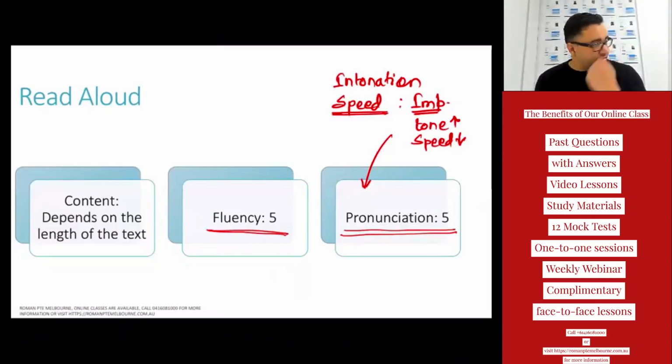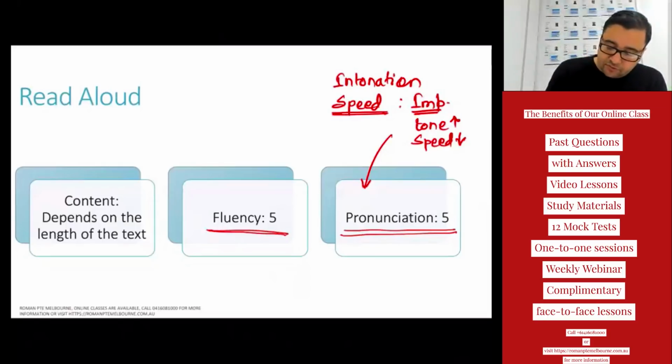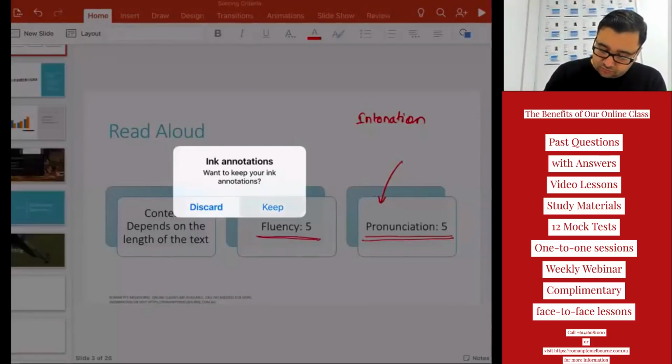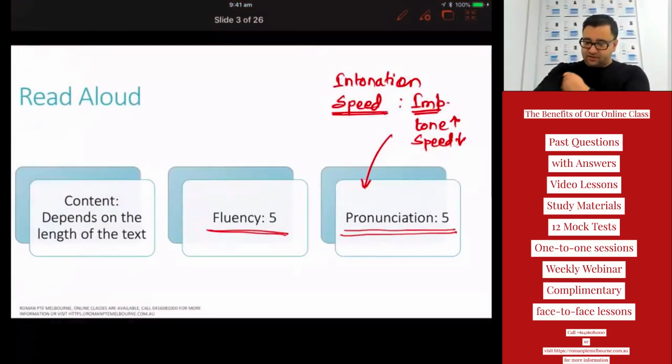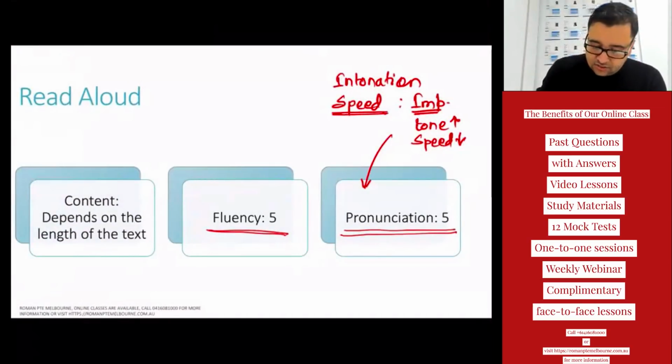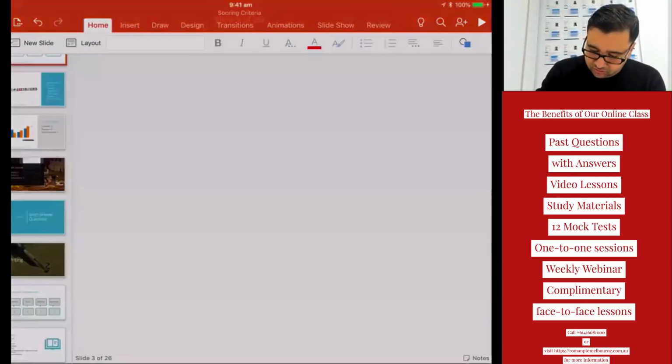The next thing is you have to think about connected speech. I'm sorry for this interruption. It's just happening all the time whenever I put my hand here.